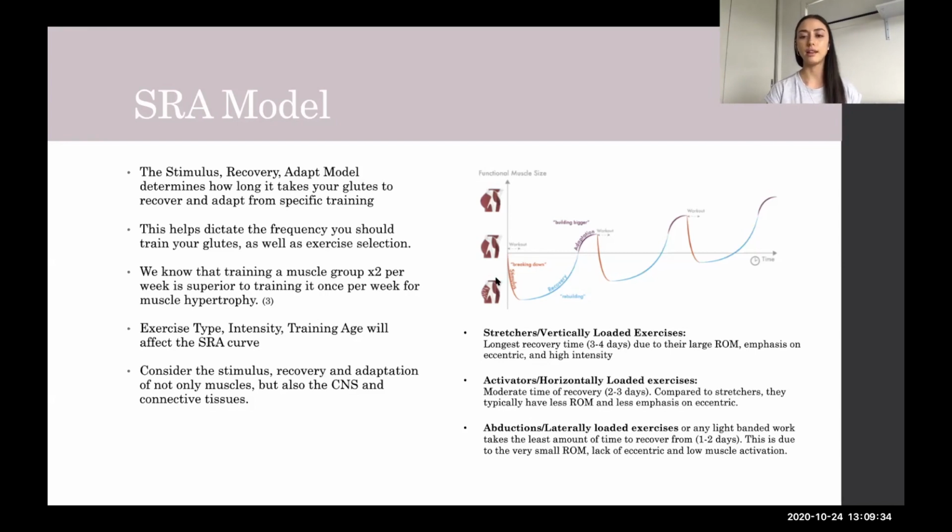So just looking at the diagram here, you've got the stimulus of the muscle. So that's when you're breaking the muscle down in the gym. And then you go through a recovery period here. So that's the rebuilding. And then you gain that adaptation. So that will either be gaining muscle size, so hypertrophy, or getting stronger as well. And then you just keep doing that again and again.